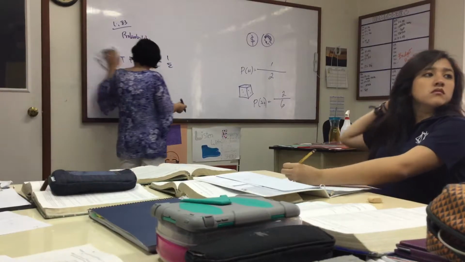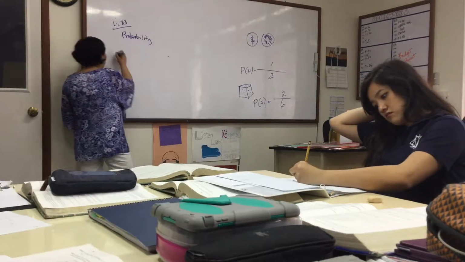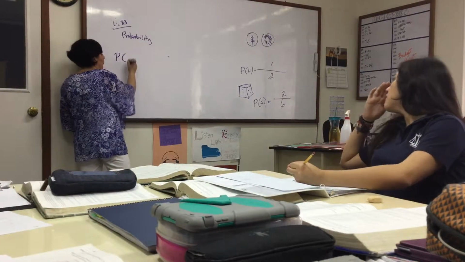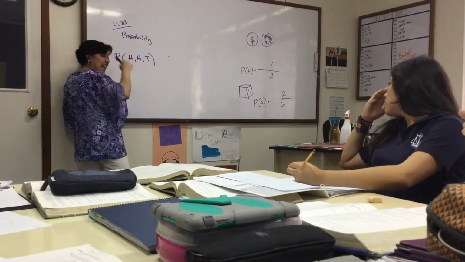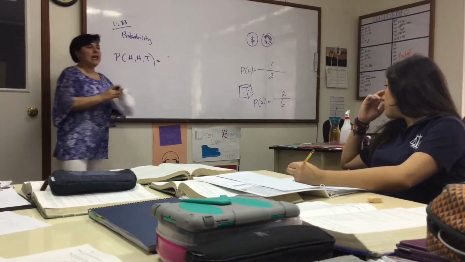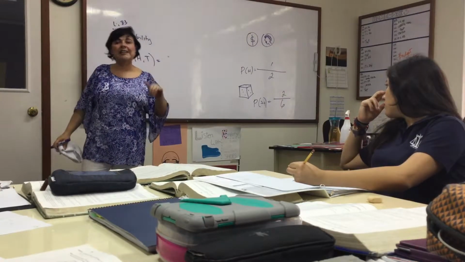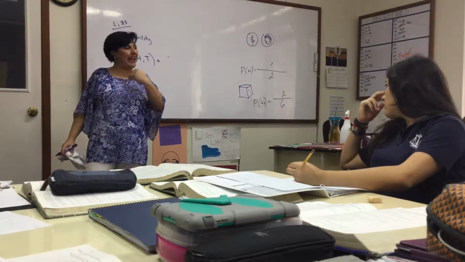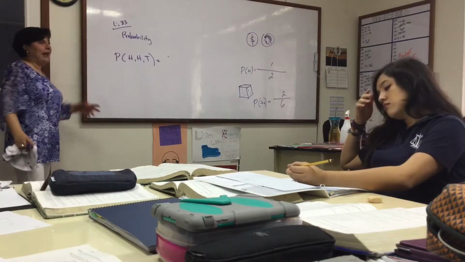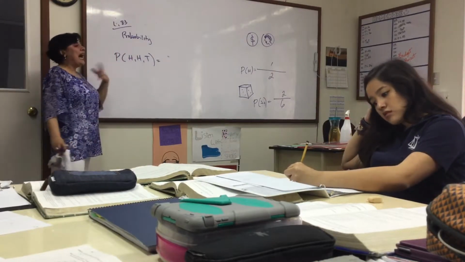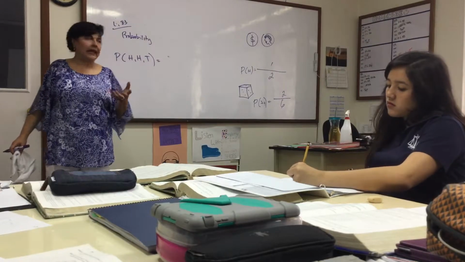What happens if I want it in a specific order? I want heads, heads, and tails in that order. Will it be more probable or less probable that I'm going to get my way in the order that I want it? It's less probable because I'm adding other things into it. So how do you make it mathematically speaking?